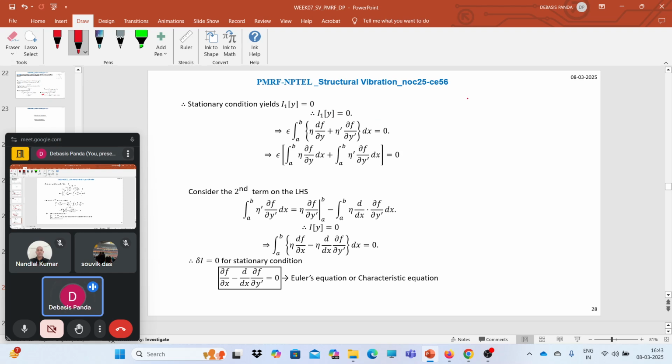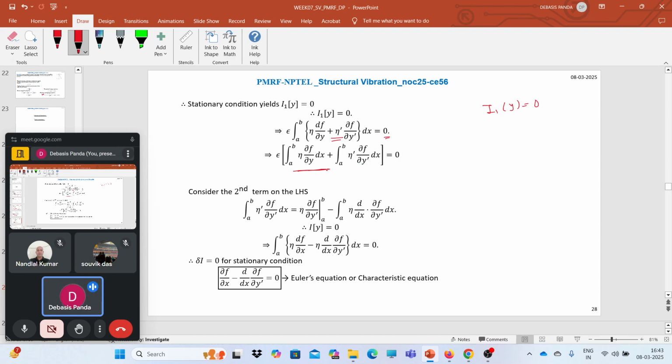Now take this part and satisfy the stationarity condition. The stationarity condition means that your first variation will be 0, that means del I of y equals 0. So I'm taking this part over here and equating it to 0. If we simplify this, we will be left with this expression.